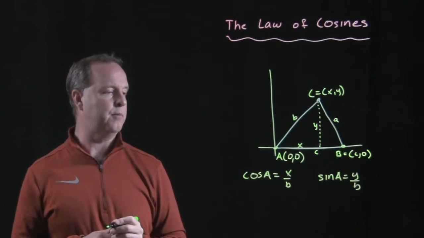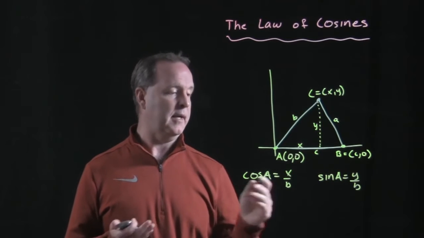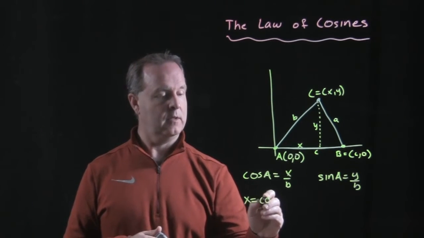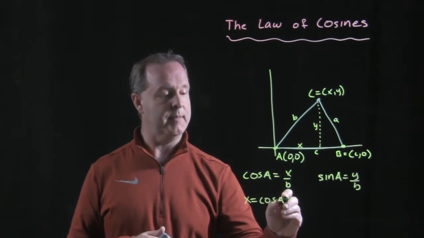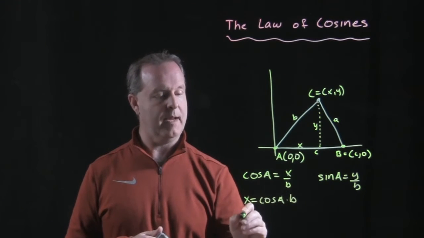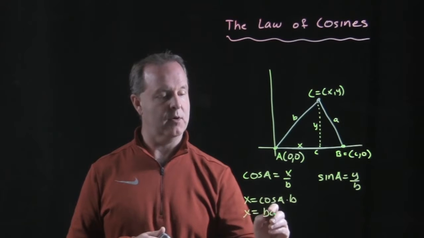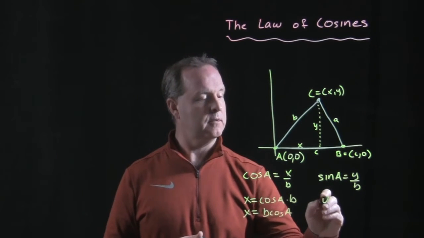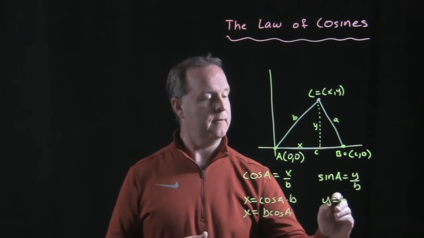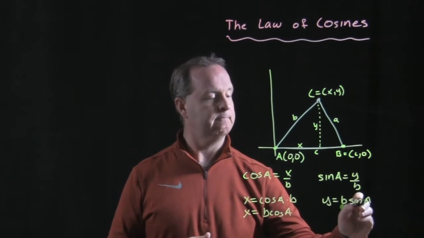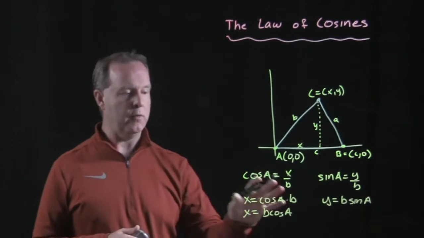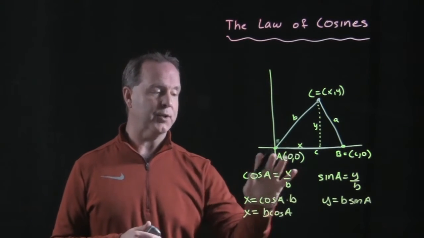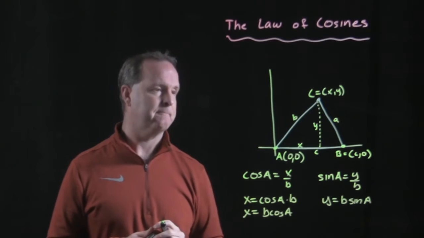I can solve both of those for their respective values. So x equals cosine A times b, or maybe I'll write it as x equals b times cosine A. And over here, y equals b times the sine of A. All right, let's hold those for a little bit, but that allows me to rewrite x and y in terms of angles and sides.